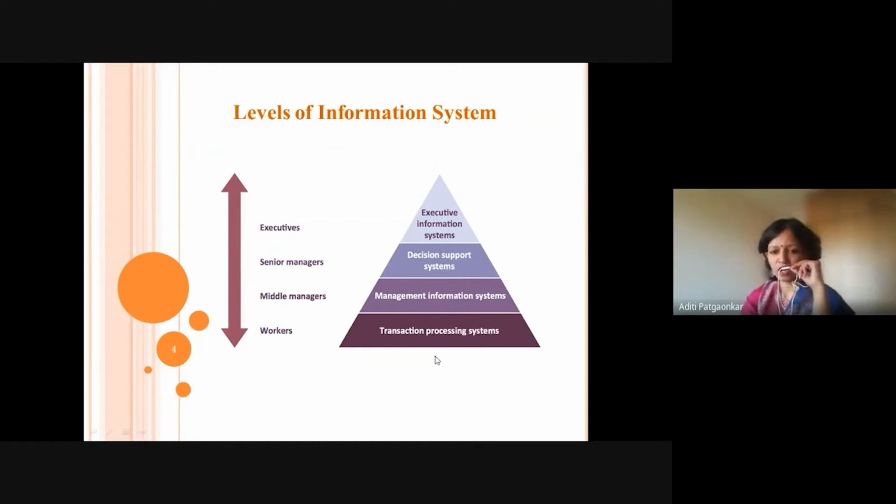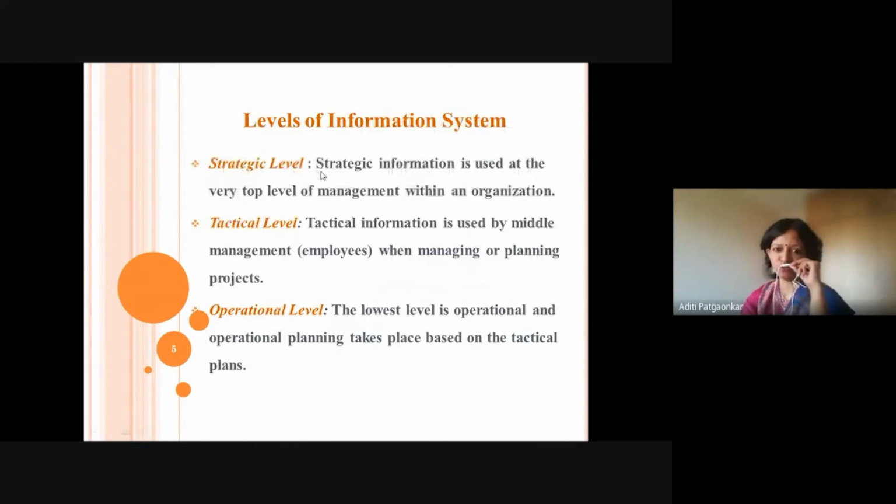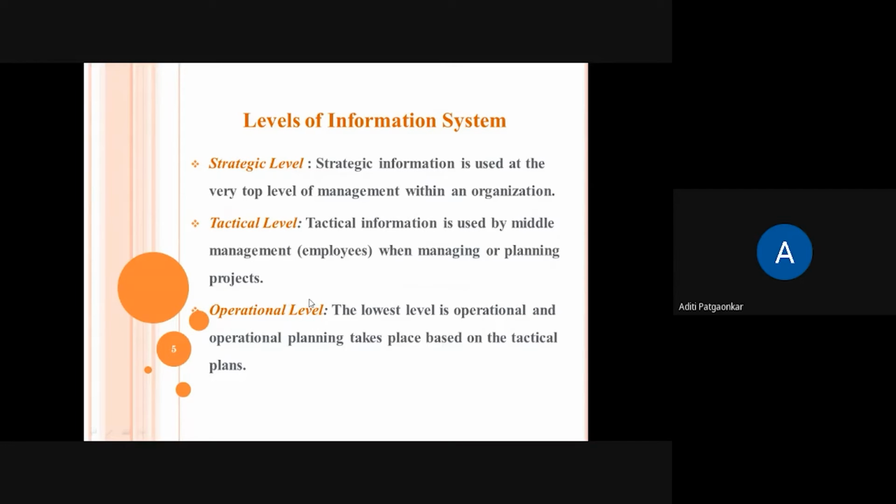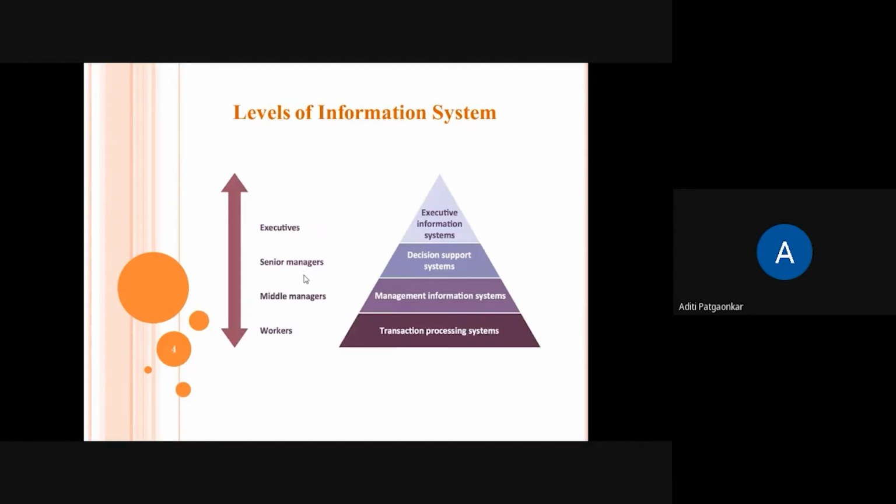And the last, bottom, lowest level of the pyramid is known as TPS, that is transaction processing system, which is used by the lowest level of the organization, that is workers, for their day-to-day transactions. Daily transactions are generally stored in this TPS system. So all these three levels are known as the strategic level, where generally EIS is used, the tactical level, where generally MIS is used, and the operational level, where generally TPS systems are used. These are the systems used by different employees of the organization.